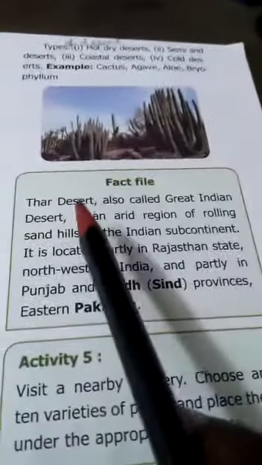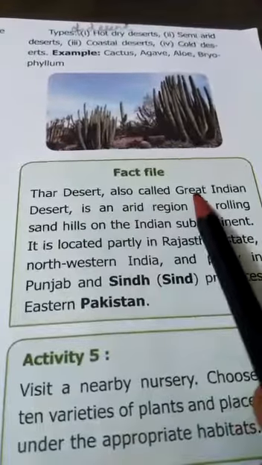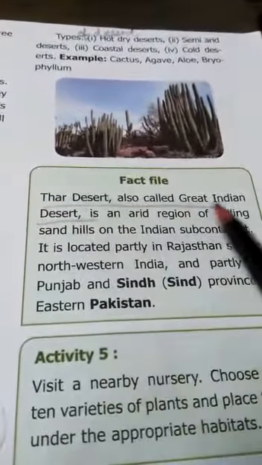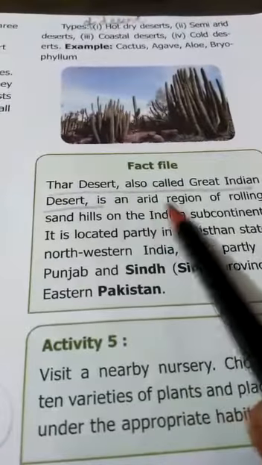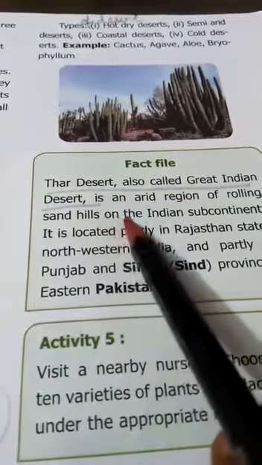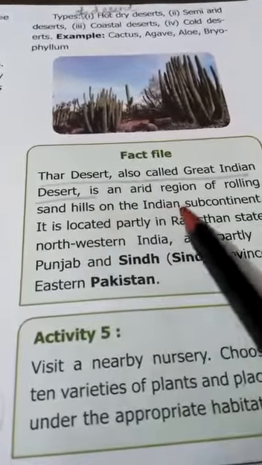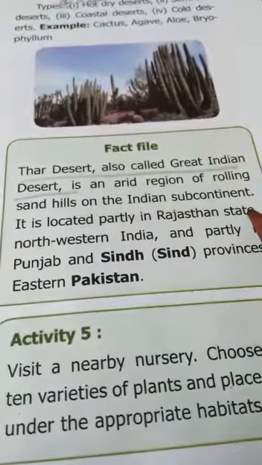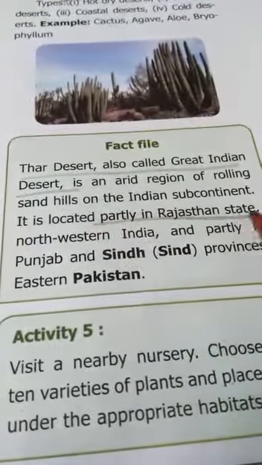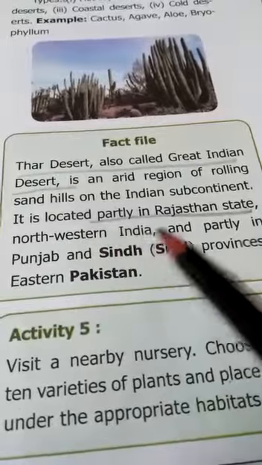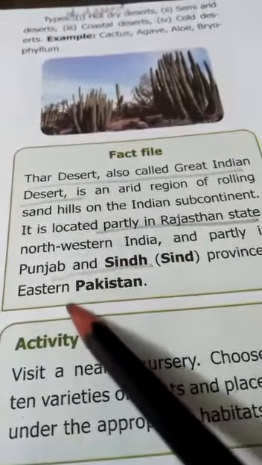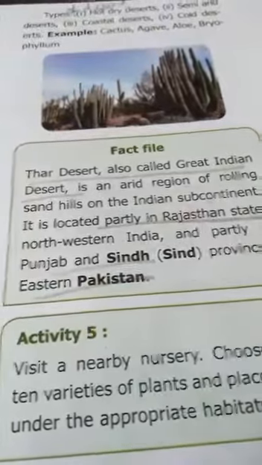Next, fact file. The Great Indian Desert, the Thar Desert, is an arid region of rolling sand hills on the Indian subcontinent. It is located partly in Rajasthan state, northwestern India, and partly in the Punjab and Sindh provinces of eastern Pakistan.